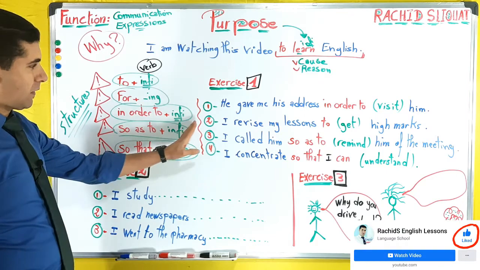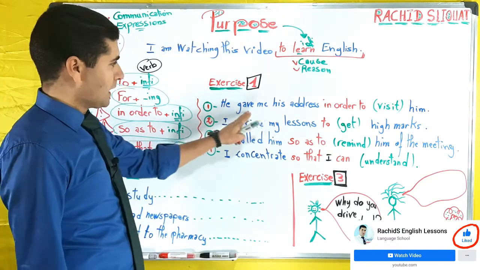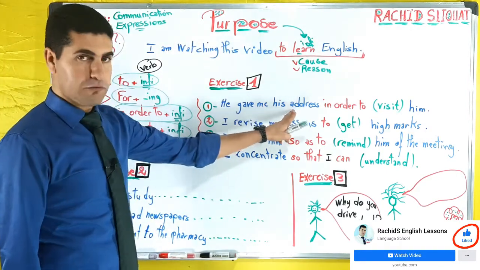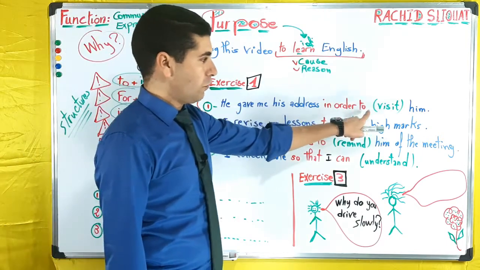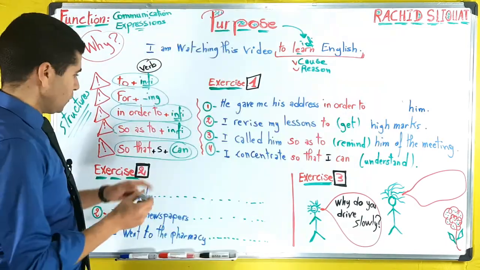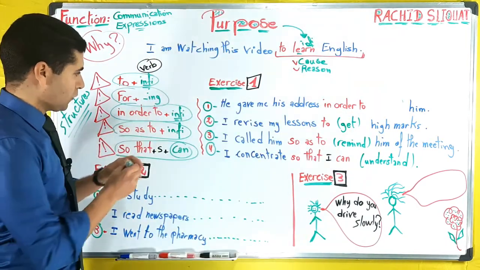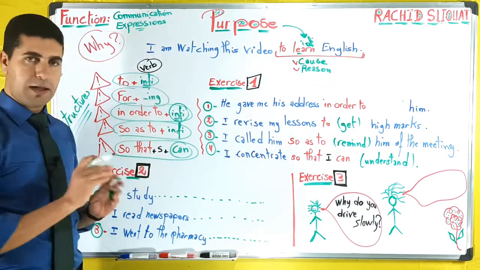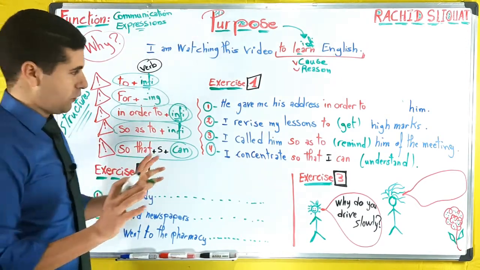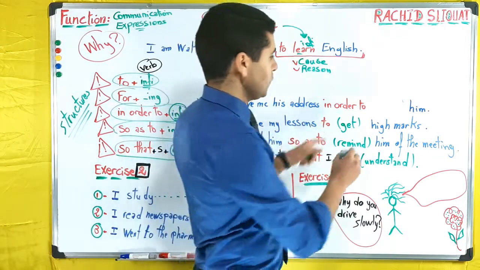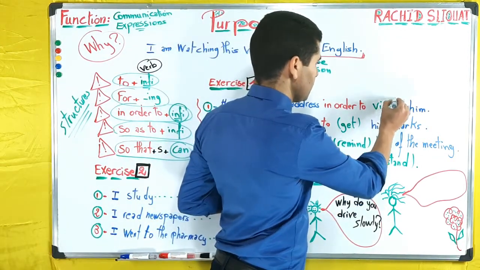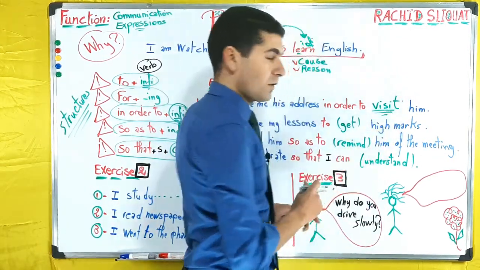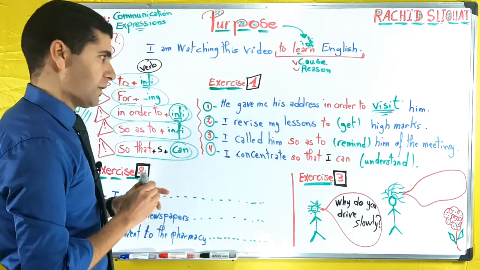Alright, let's start with exercise number 1. In number 1, he gave me his address in order to, the verb visit, him. So look at "in order to": in order to plus infinitive, which means the verb is not conjugated. So he gave me the address in order to visit him. Infinitive, okay?